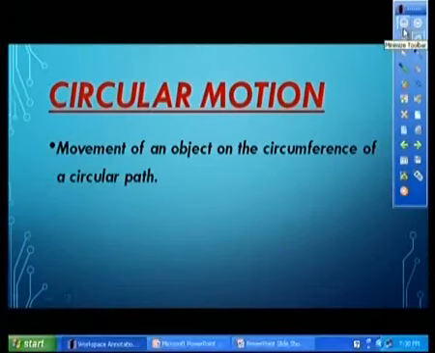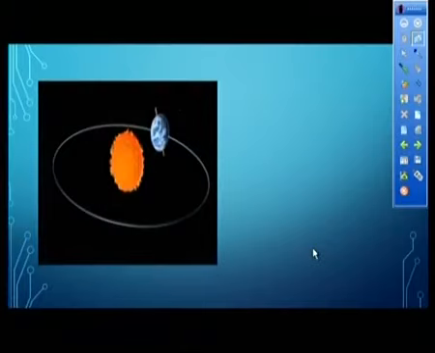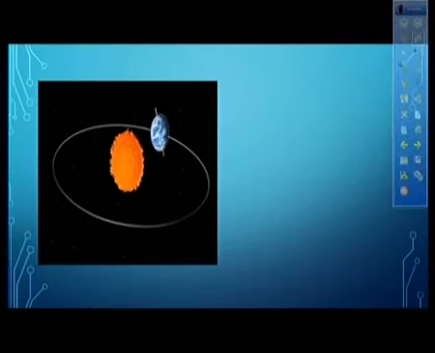Now we will take the examples of circular motion. First, fundamental example, earth revolves around the sun. I always use the word revolve. Earth and other planets revolve around the sun.